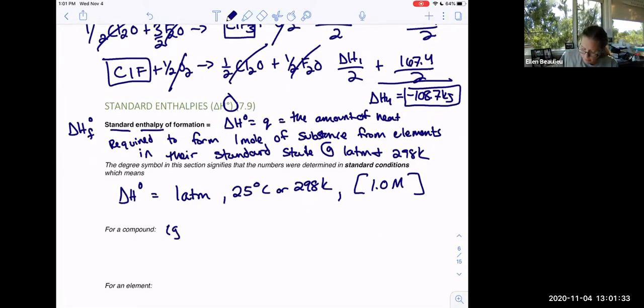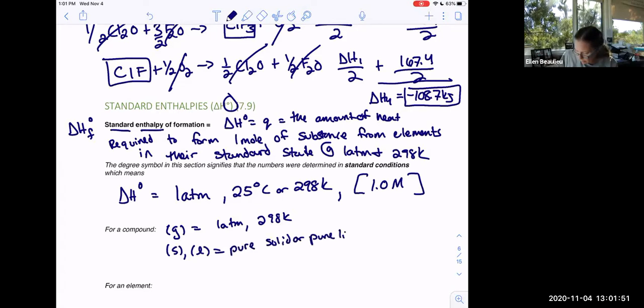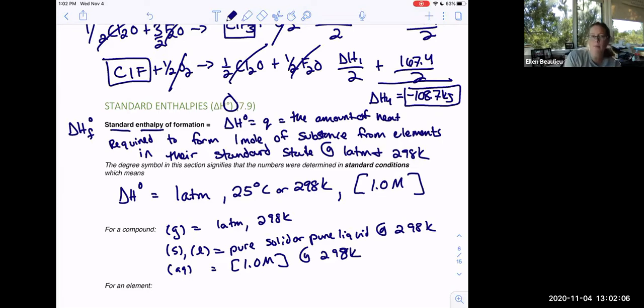So if I'm a compound and I'm a gas, then my pressure is 1 atmosphere and my temperature is 298 Kelvin. If I'm a solid or a liquid, then I am a pure solid or a pure liquid at 298 Kelvin. If I am aqueous, that means my concentration is 1 molar and my solution is at 298 Kelvin. As you're working through problems, it's important to remind yourself what standard conditions mean.